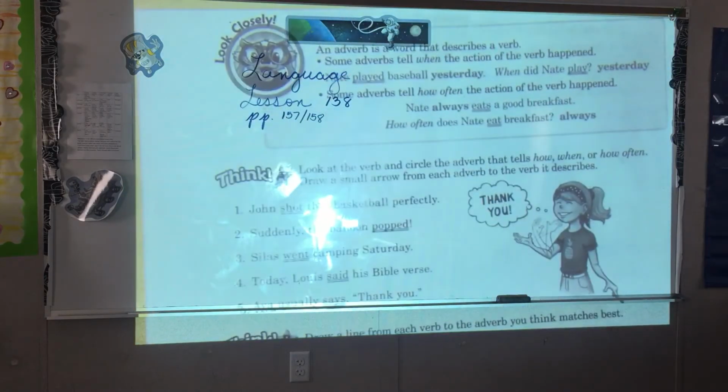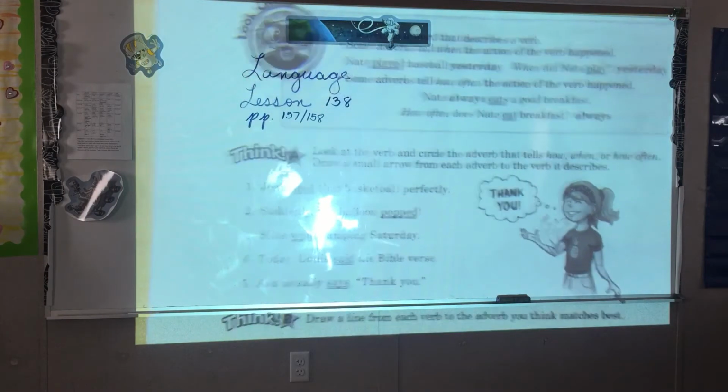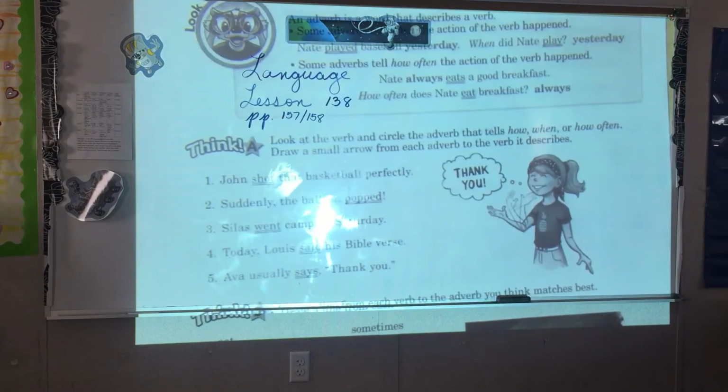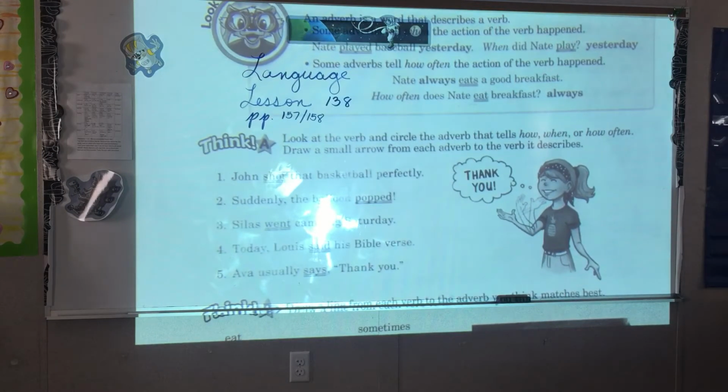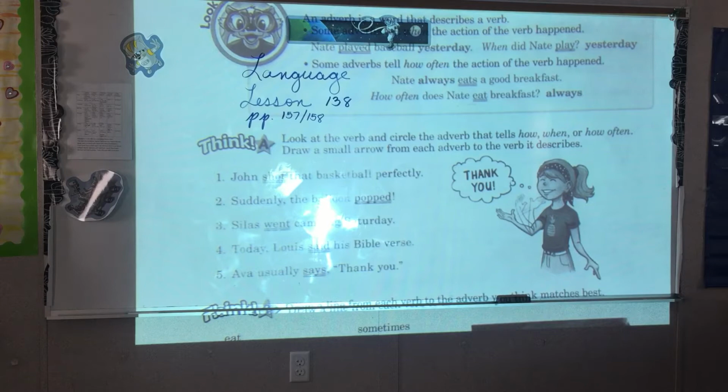But it's actually a good breakfast, not just breakfast. But anyway, moving on. Part A. Look at the verb and circle the adverb that tells how, when, or how often. Draw a small arrow from each adverb to the verb it describes.